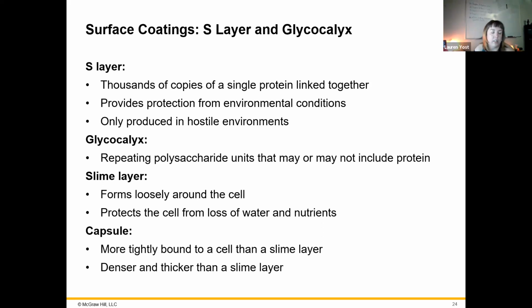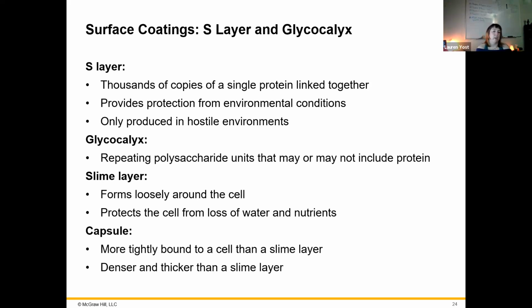The S layer is a copy of single proteins linked together. It's just a layer on the outside of the cell that provides some protection in hostile environments. It allows the bacterium to survive harsh conditions.